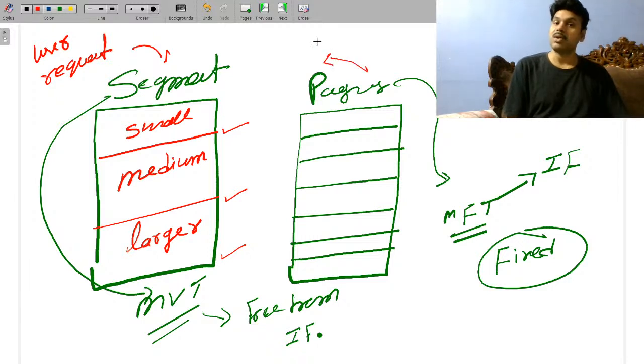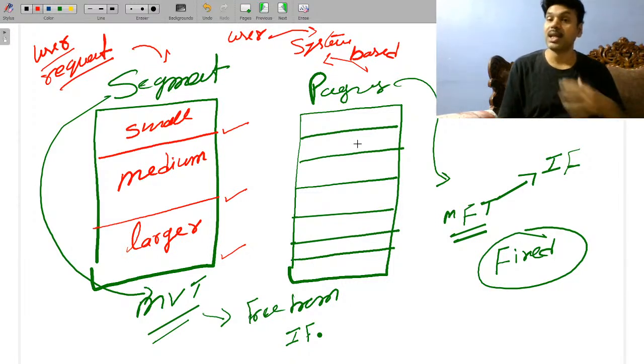This other one is based on the system, so the user has to follow the system. But here the system has to follow the users while allocating memory.